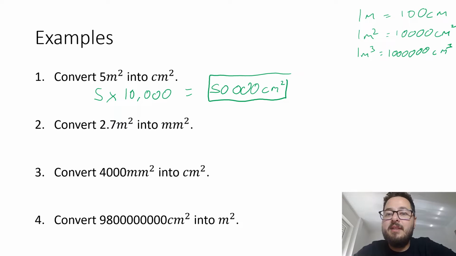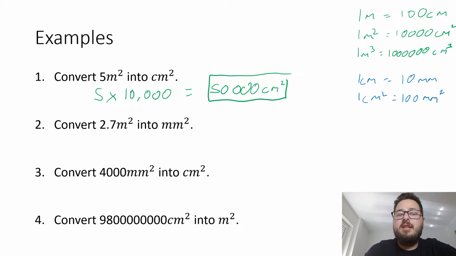We're on about millimetres, so we know that 1 centimetre is the same as 10 millimetres. But if we're in squared, well, 10 squared is 100. So 1 centimetre squared is 100 millimetres squared. Okay, so we're on metres to start with, so let's first just turn it into centimetres. We want to times it by 10,000 to get to centimetres squared. So that's going to be 27,000 centimetres squared. And then we want to turn that into millimetres.